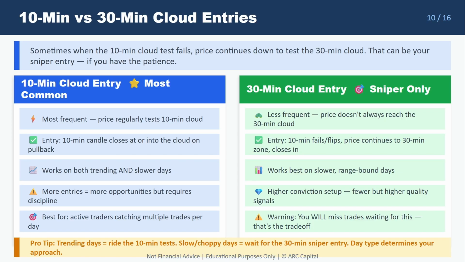And I'm going to give you guys an example on this. And then slow and choppy days equals wait for the 30-minute sniper entry. The day type determines your approach. And like I just said, how to determine what kind of day it's going to be is a whole other lesson that we're going to do. And this just comes down to overall scanning the market. And this is what we do as a team in the lives.